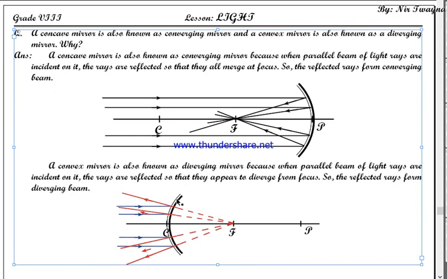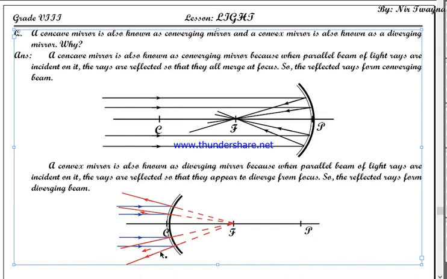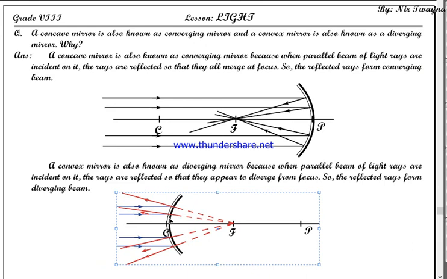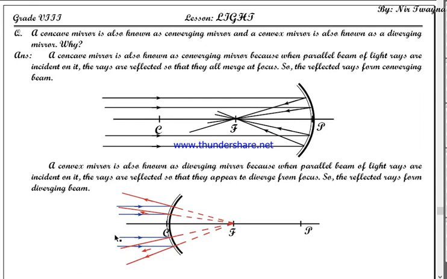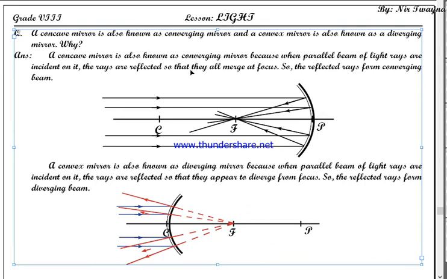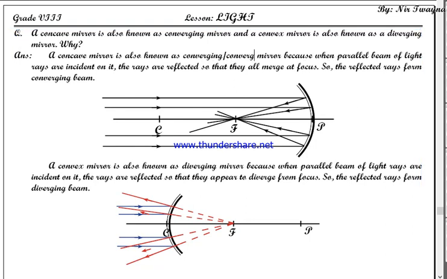In case of convex mirror, it converts parallel beam into divergent beam. See, the incident rays are parallel beam and the reflected rays are divergent beam. That is why the convex mirror is known as divergent mirror or diverging mirror. A concave mirror is also known as converging mirror, or you can also write convergent mirror. They have the same meaning.